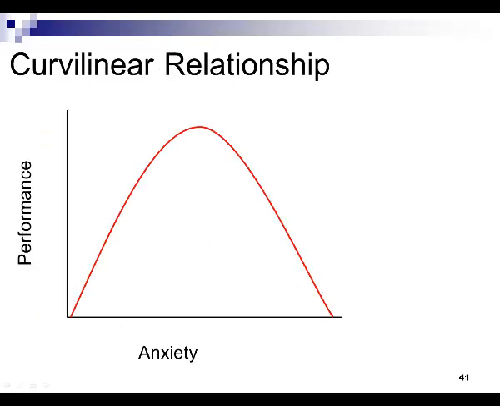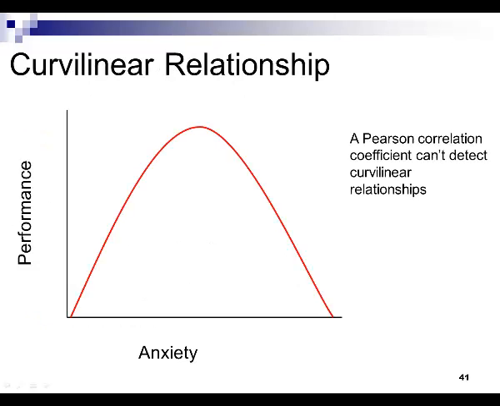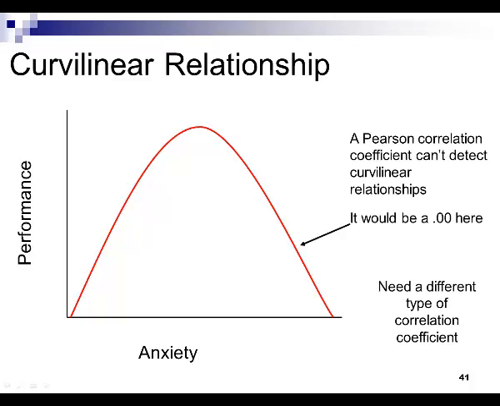The other thing is curvilinear relationships, and the basic thing you want to know here is that a correlation coefficient isn't going to be able to detect curvilinear relationships. It's only going to give you information about linear relationships. So if you try to apply a correlation coefficient here, it would give you a 0.